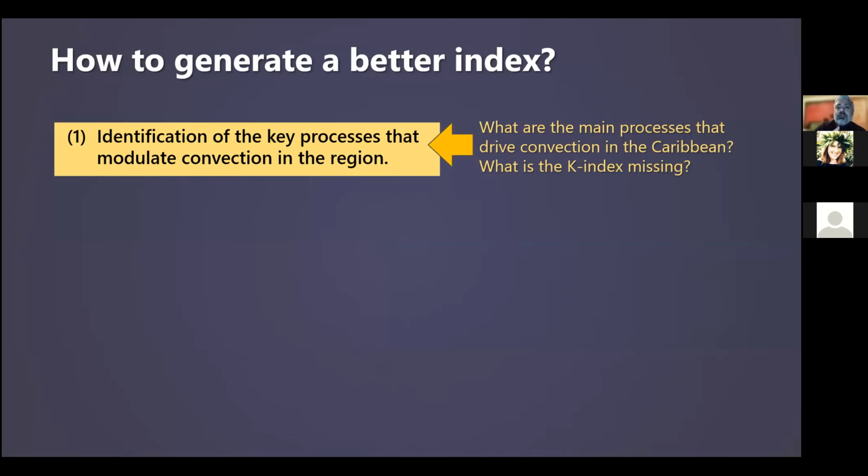If you're in a region like the warm pool in the Western Pacific, where it's very, very warm in the entire layer, and you don't get these cold upper systems very often, probably you need to look deeper in the troposphere, and maybe not put too much weight on upper troughs, etc. So basically what we did was to try to find the processes that control convection in the Caribbean, Northern South America and Central America, and work with that.